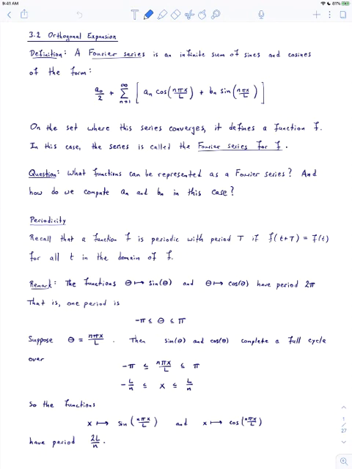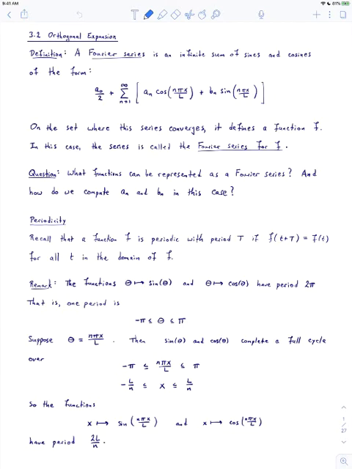In this video, we're going to talk through the notes for section 3.2, which is called Orthogonal Expansions. The expansion that we're really interested in is what we call a Fourier series. A Fourier series is an infinite sum of sines and cosines of the form you see here.